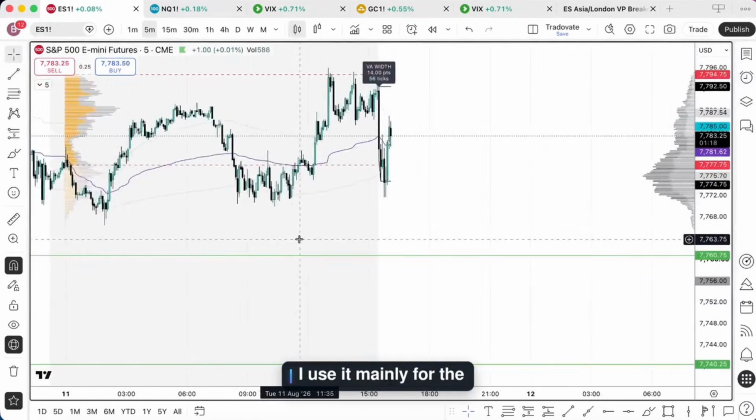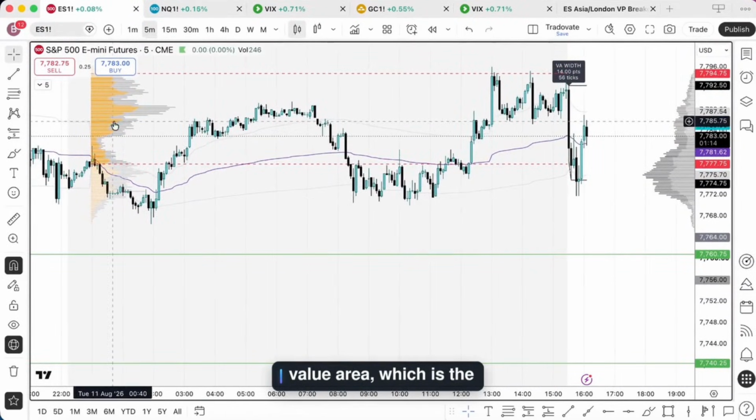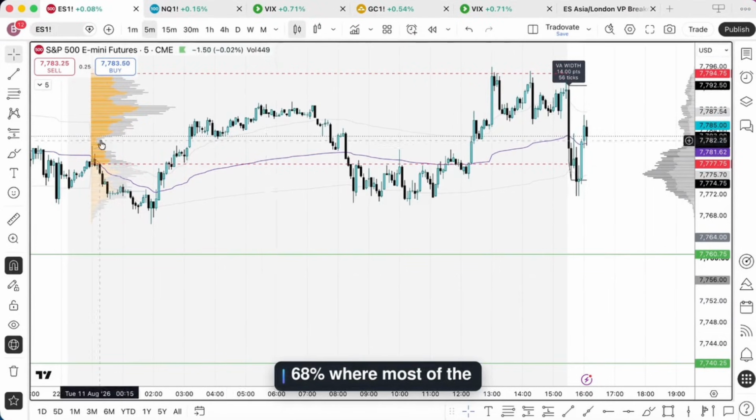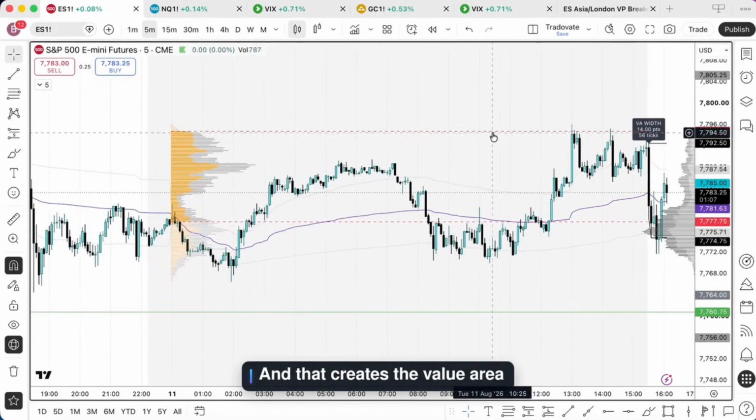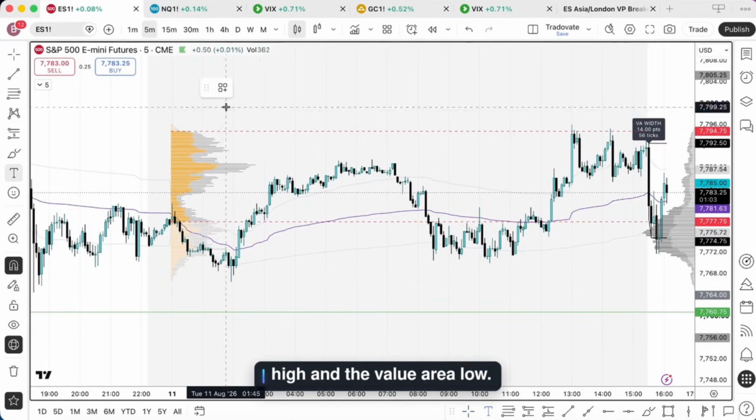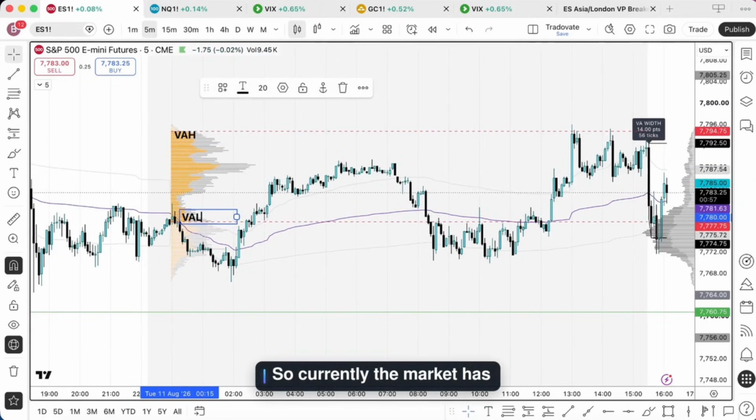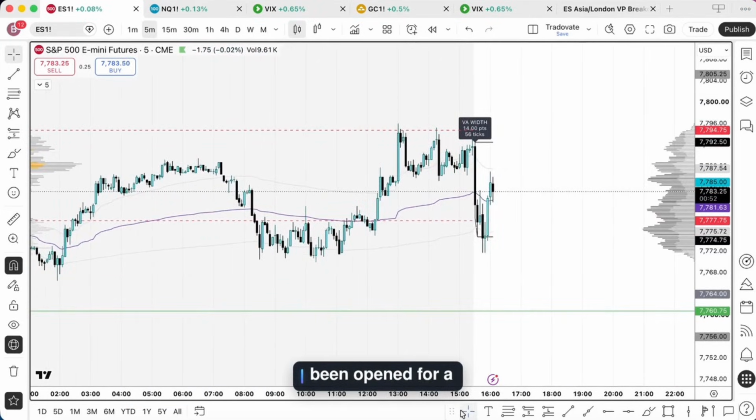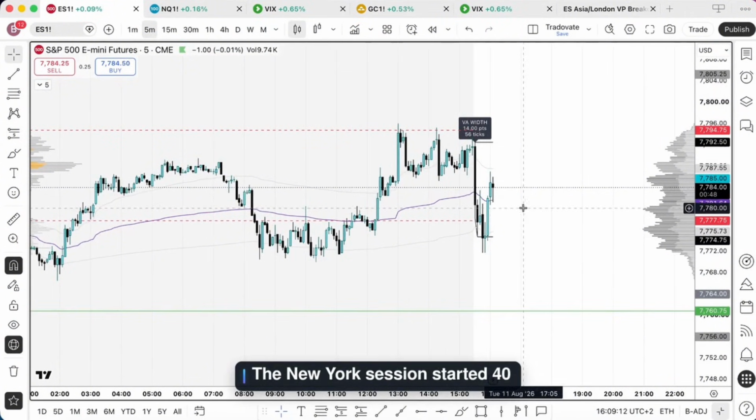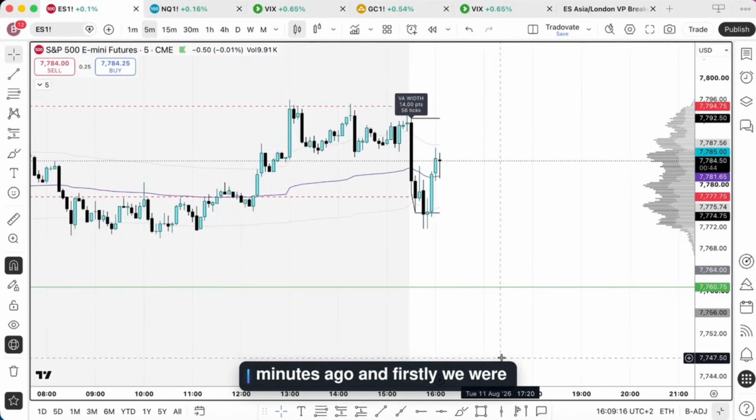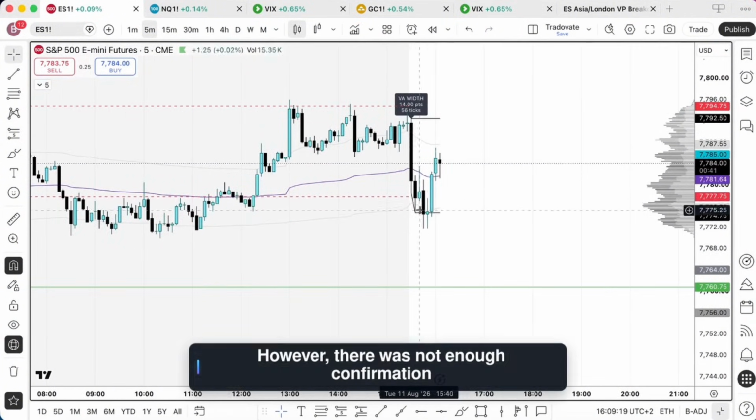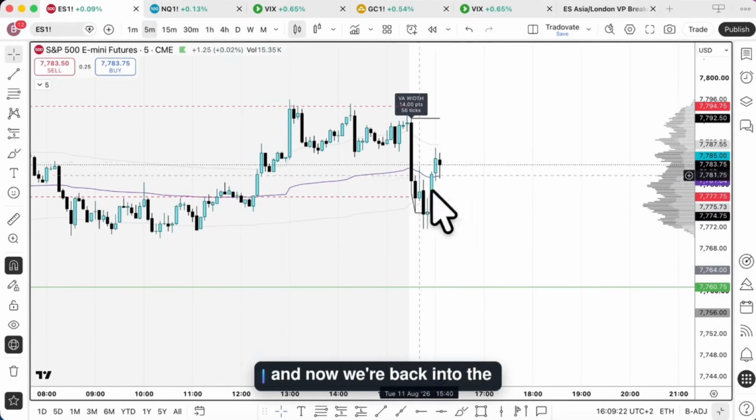I use it mainly for the value area, which is the 68% where most of the activity was, and that creates the value area high and the value area low. This is the value area high, and this is the value area low. So currently the market has been open for a while. The New York session started 40 minutes ago, and firstly we were looking for shorts. However, there was not enough confirmation, and now we're back into the value area.